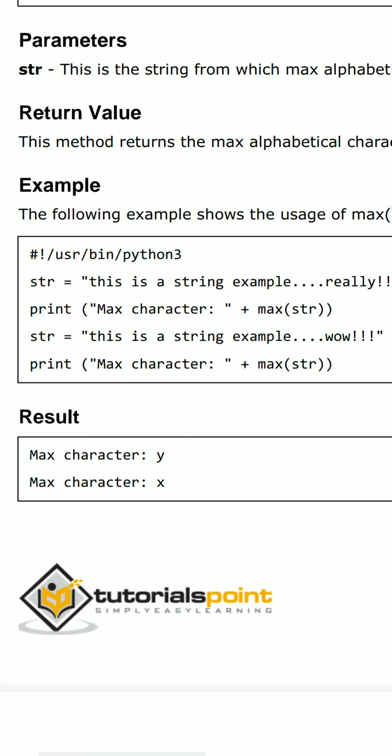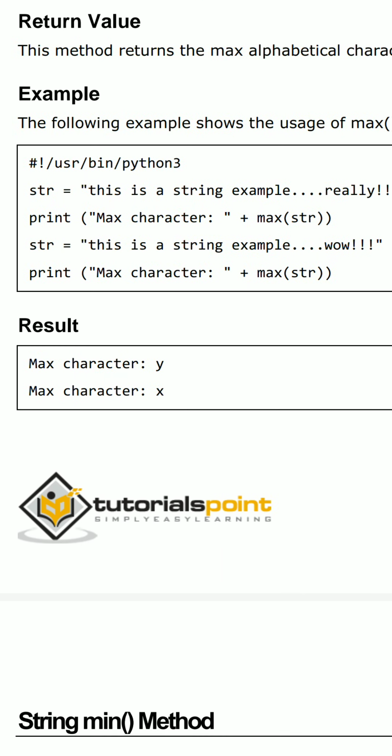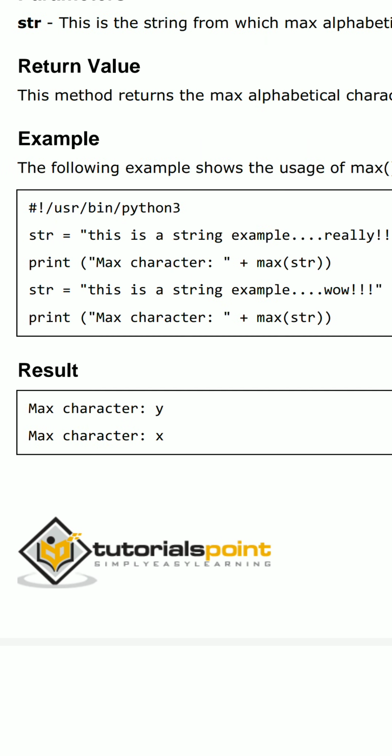So here I have taken a string, "this is string example", and this value is stored in str, and then I am calling the print method with max of str, that is, the maximum character. I want to print the maximum character onto the output screen. Then I have taken another string, "this is string example", whose value is stored into str, and then printing the maximum value. In both cases, clearly observe, this is the first statement, I am concatenating this string with max of str.